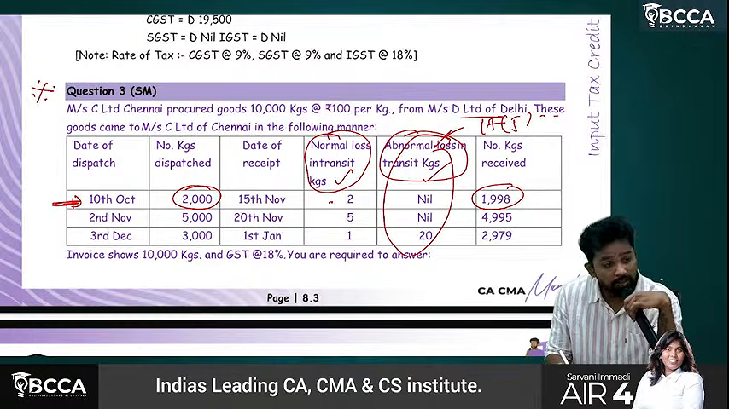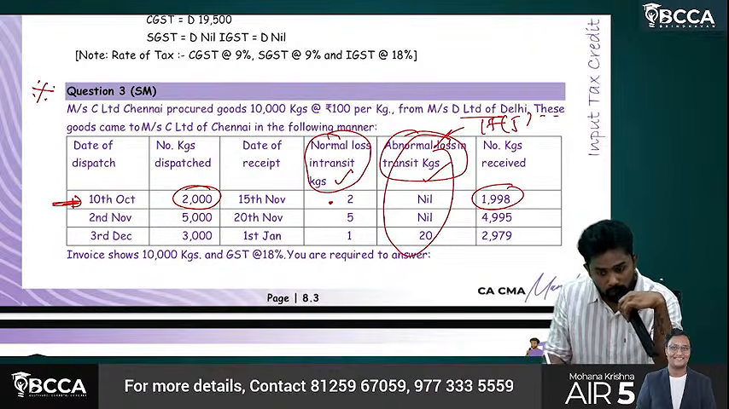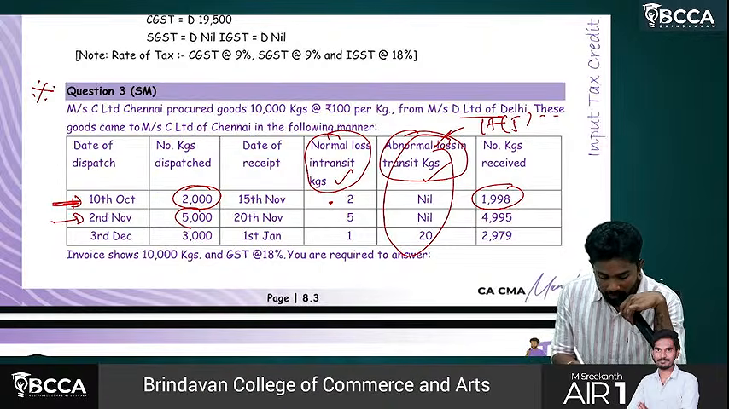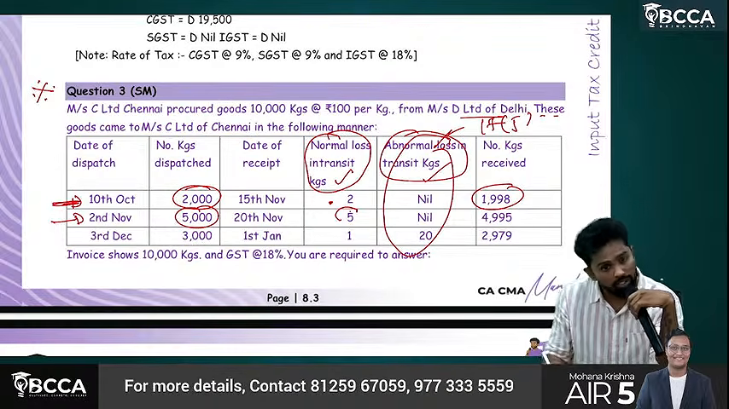1998. The 2 kg is normal loss, so don't think of it. So you can avail ITC on total 2000 kgs. 2nd November, how many kgs? 5000. How much is the normal loss? 5 kg. So normal loss now you need not consider. You can avail on 5000 kgs.